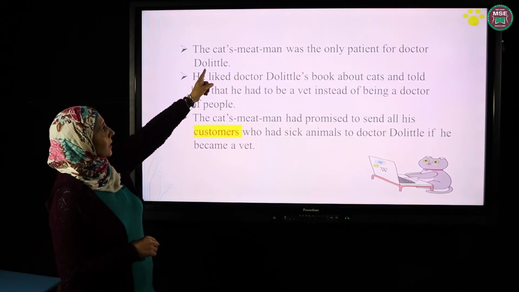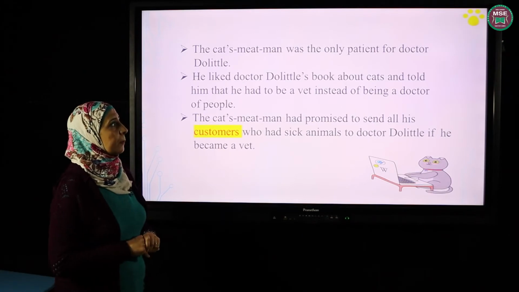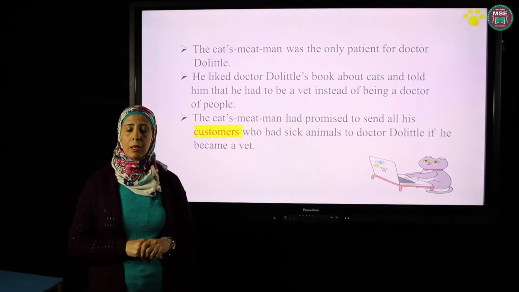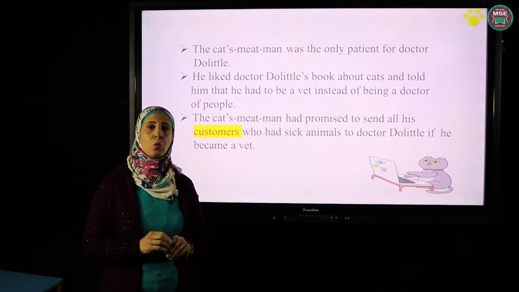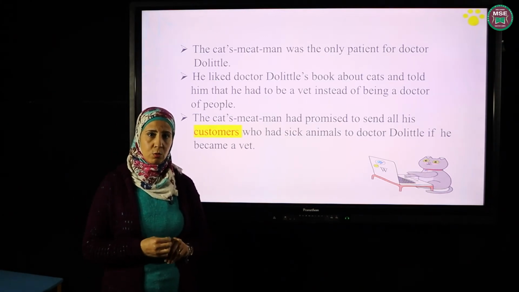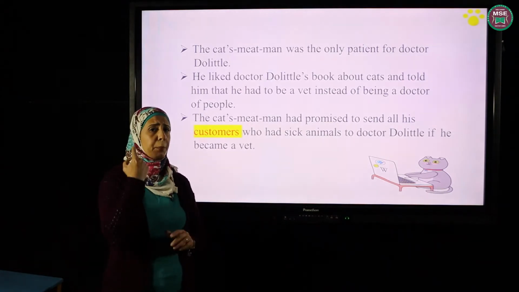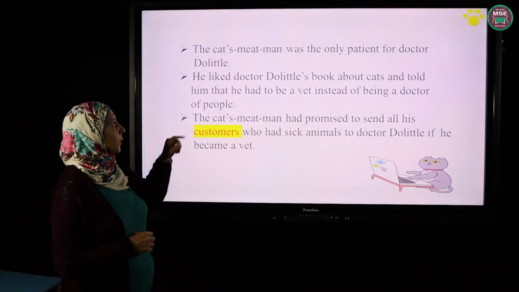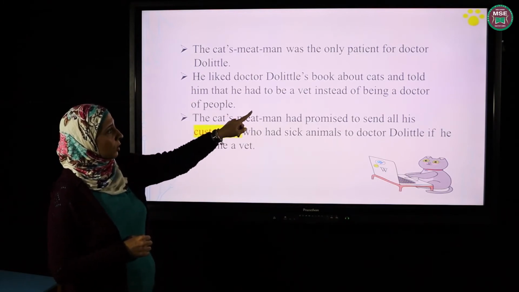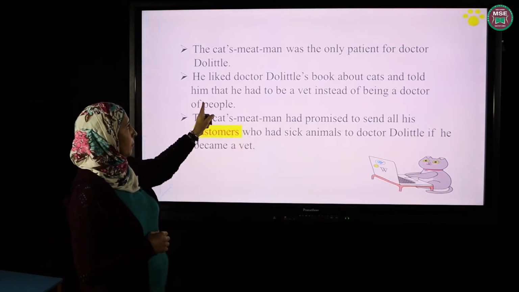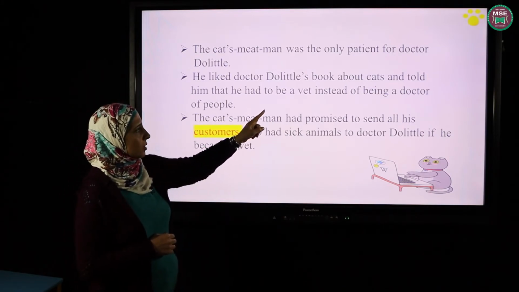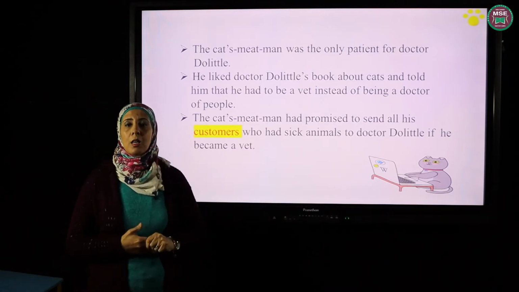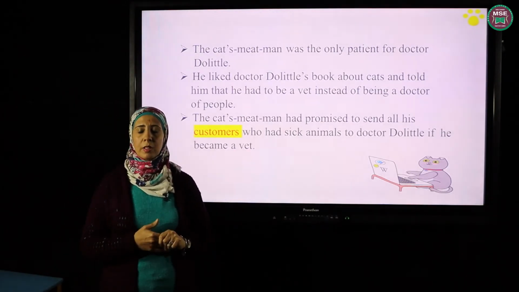Okay, the cat's meat man was the only patient for Dr. Dolittle. What do we mean by the cat's meat man? The cat's meat man is the person who sells meat for the cats to eat, okay? He was the only patient he had. He liked Dr. Dolittle's book about cats and told him that he had to be a vet instead of being a doctor for people.